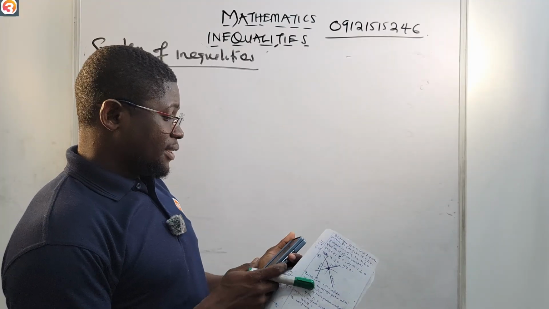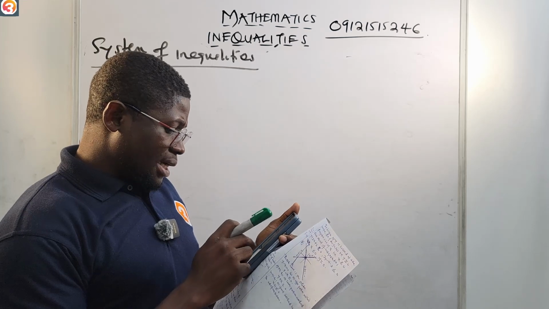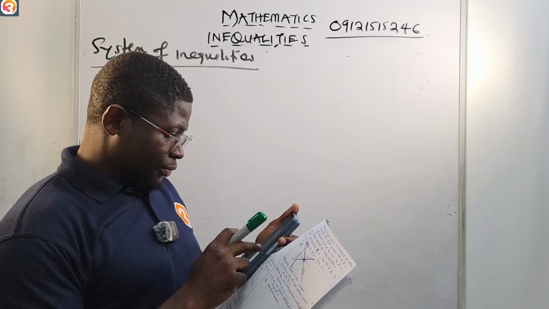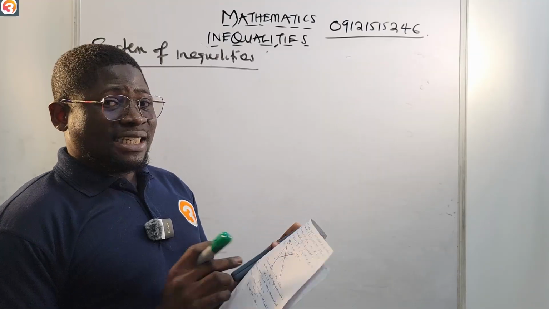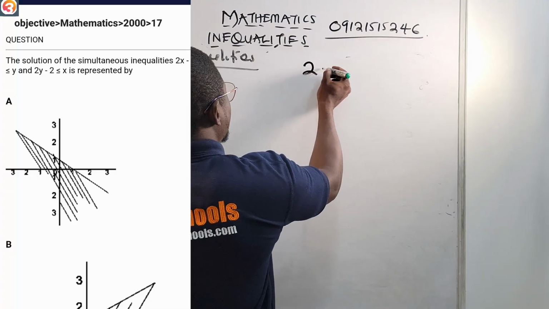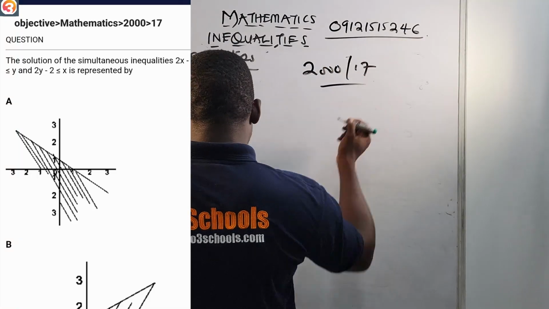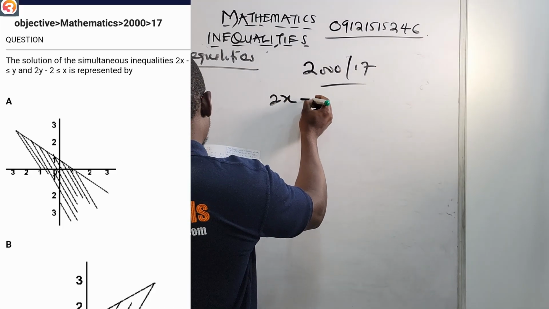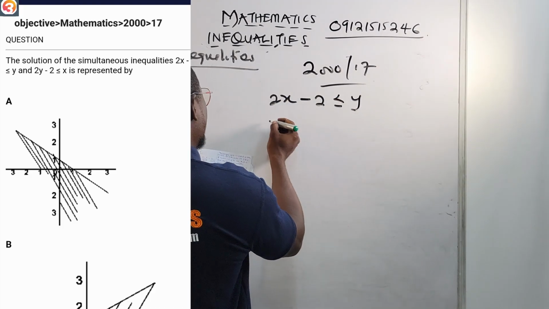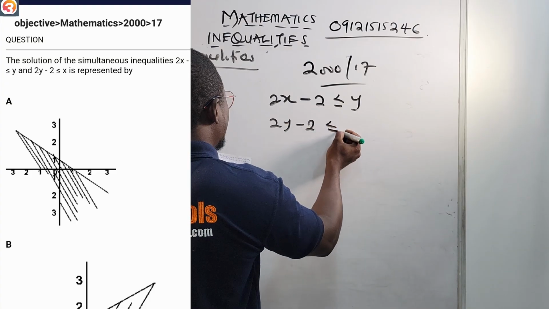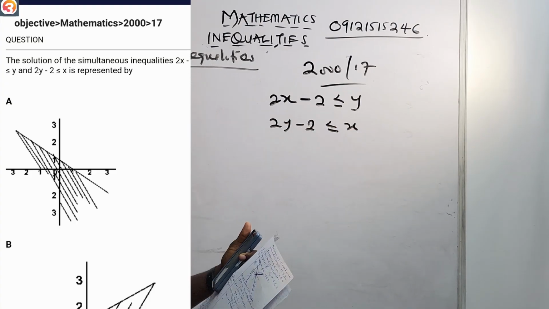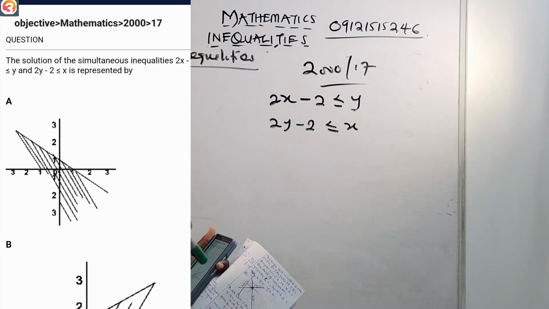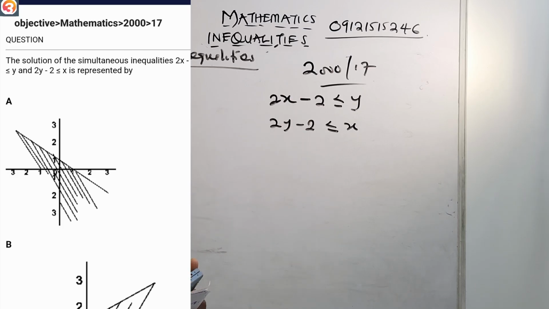Okay, so before I take an example of that, there's a question I wanted to do. So let me just quickly do that question. Yes, 2000 number 17 from the O3 School JAMB app. So we're given a question. They say the solution of the simultaneous inequalities 2x minus 2 less than or equal to y, and 2y minus 2 less than or equal to x is represented by, we're told to find the graph. Which one represents this inequality?